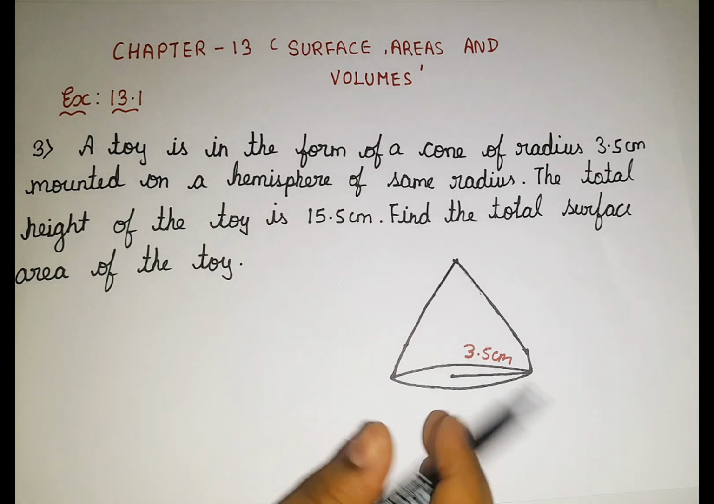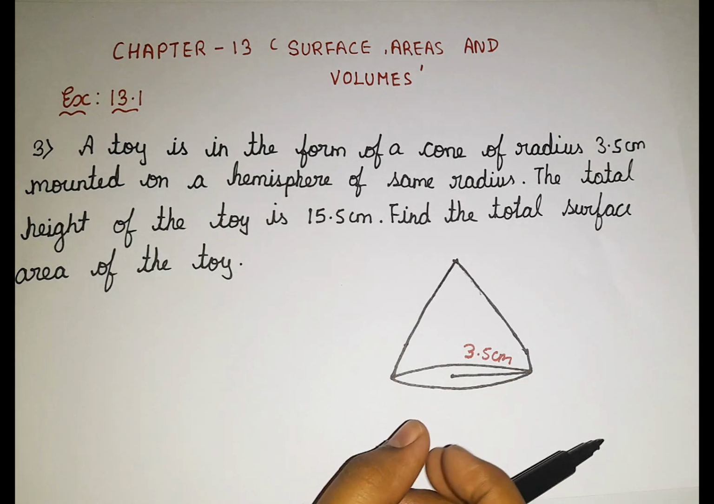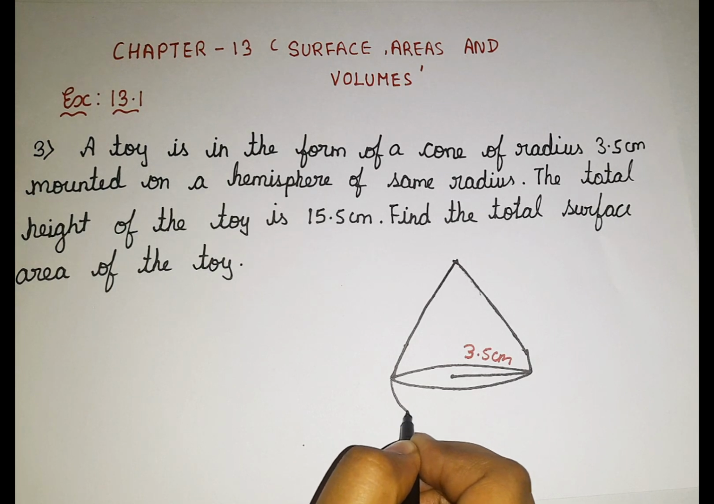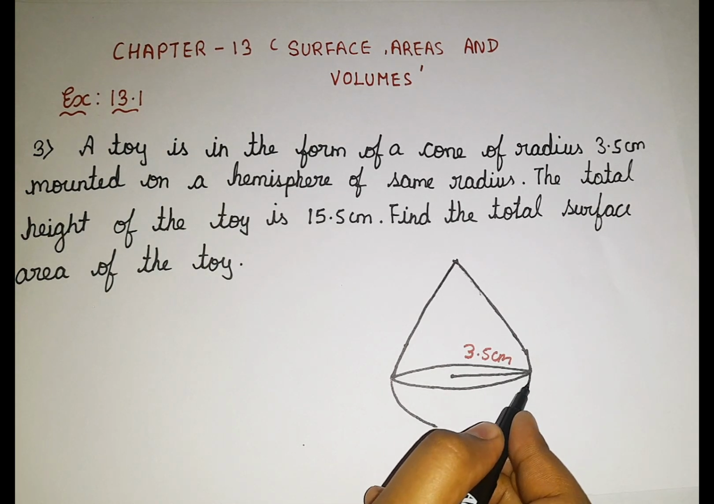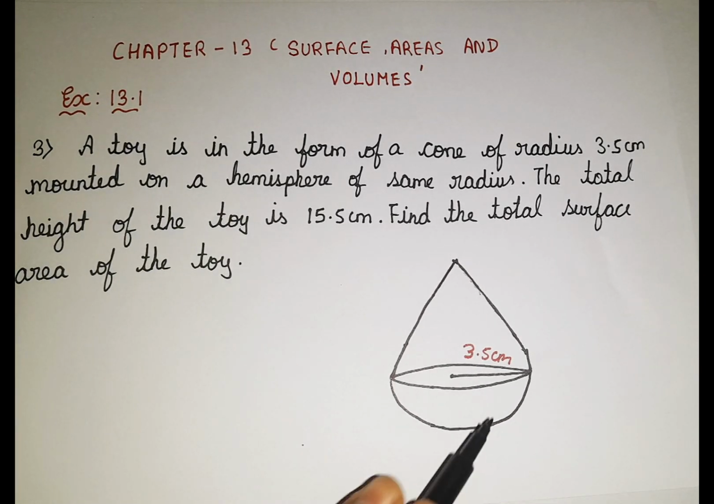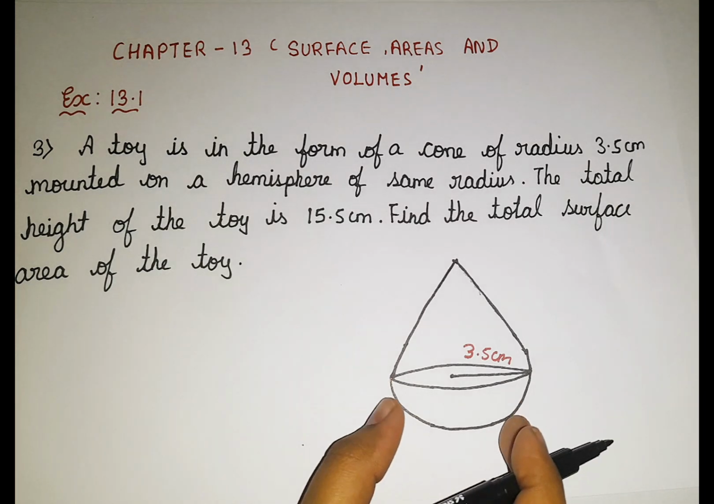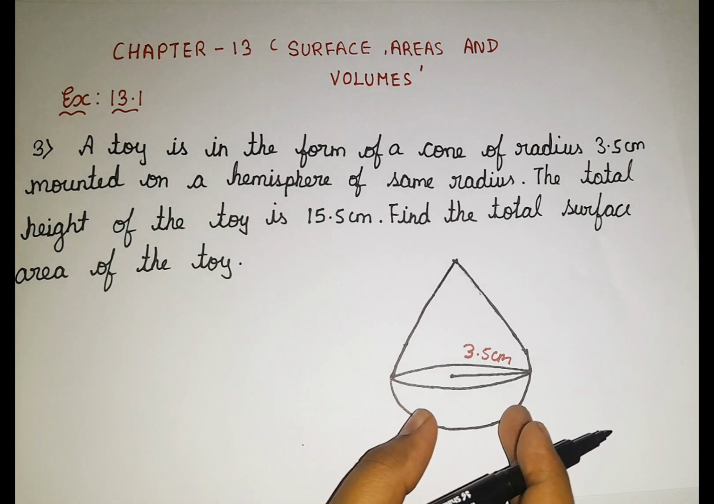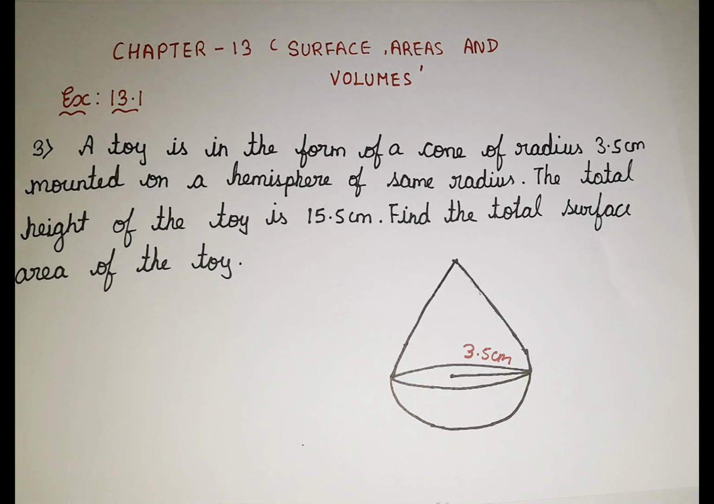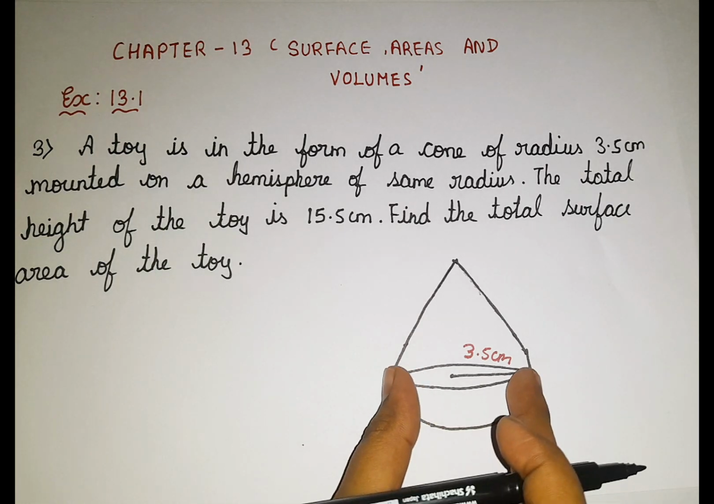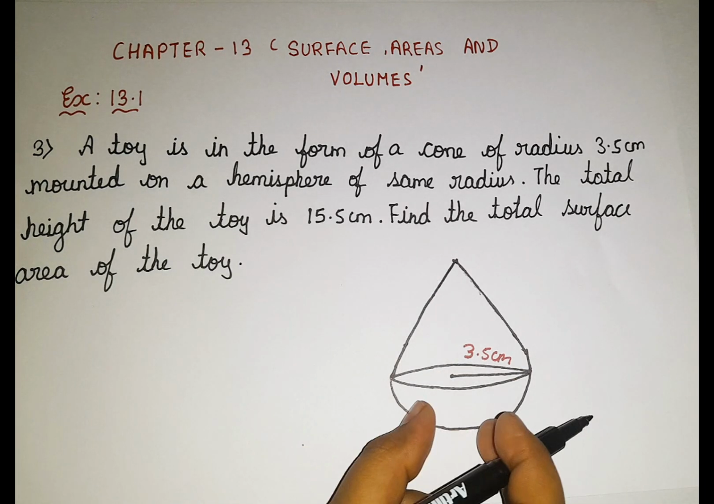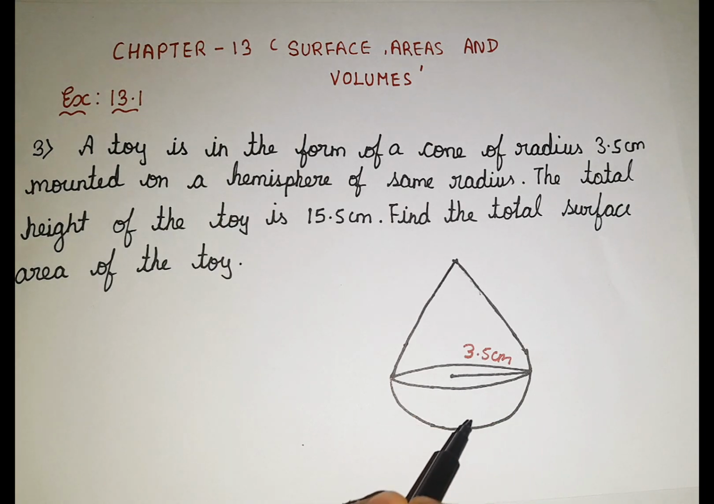Mounted means this cone is upon a hemisphere. So this is the hemisphere. Mounted means this hemisphere is joined to this cone, right? That is the meaning of mounted. Of the same radius, so even the hemisphere has the radius 3.5 cm.